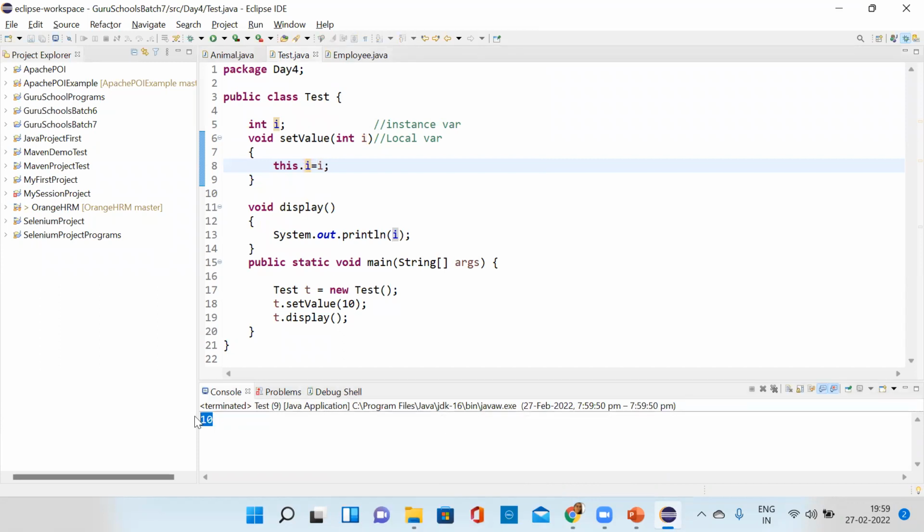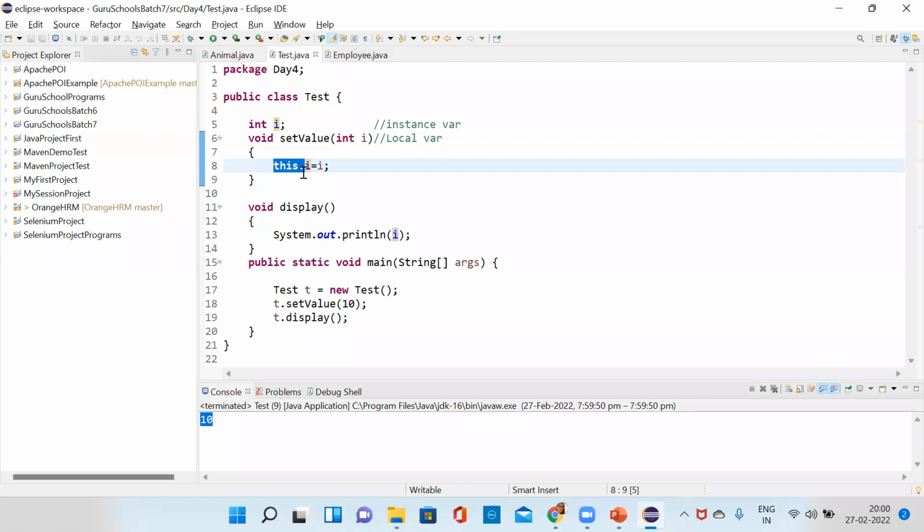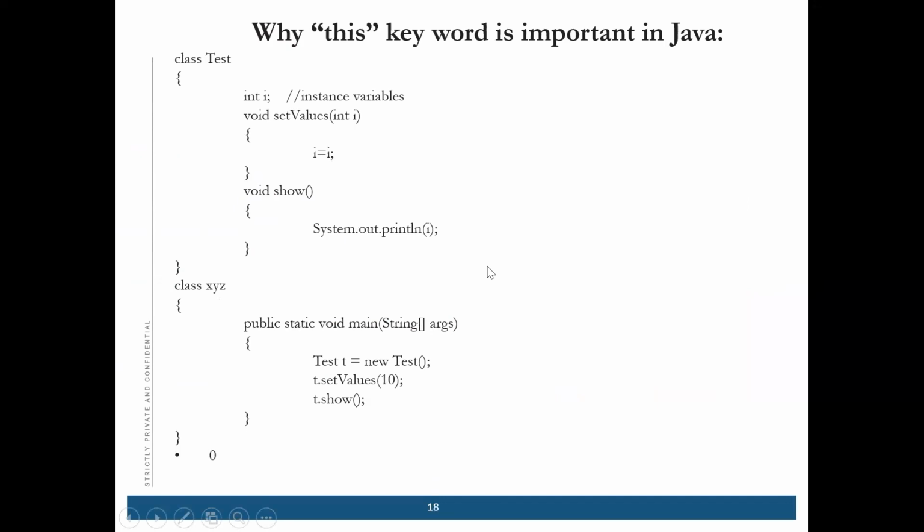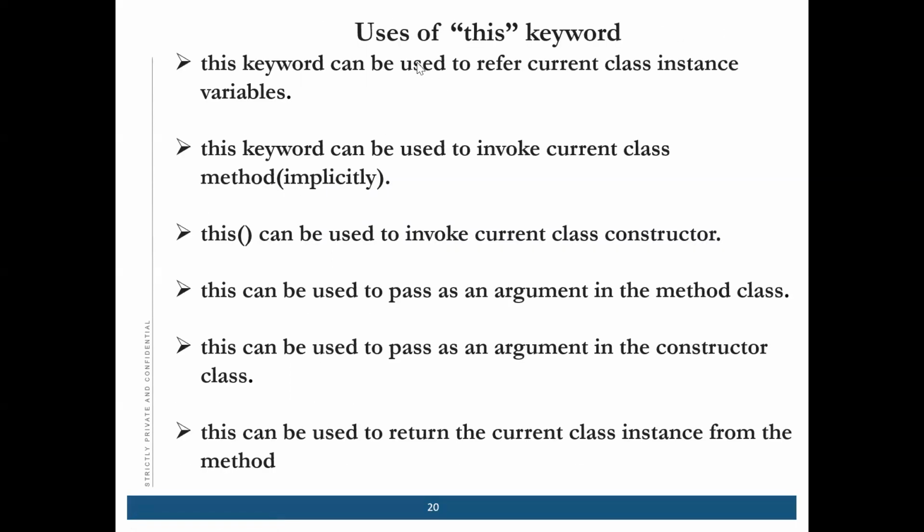Previously it was not recognizing. So with the help of this keyword, you can point to the instance variable. Now you are clear with the program. I will tell you the technical part. This is the program, and we are not using this keyword here, so it is giving you the output as 0. If I use this keyword, what are the uses of this keyword? This keyword can be used to refer to the current class instance variable.